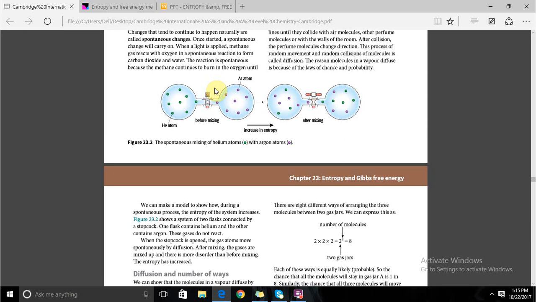And when we open the stopcock, the gas atoms will move spontaneously by diffusion, and the gases will become mixed up, and there is more disorder. But let's not consider why there is more disorder. Let us consider why they have moved. But then again, this also has something to do with entropy.